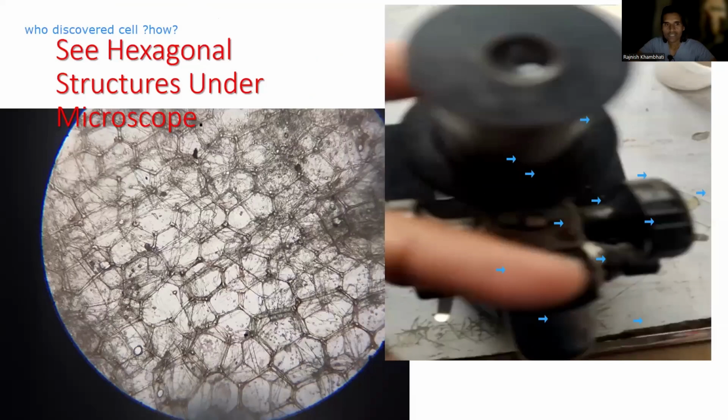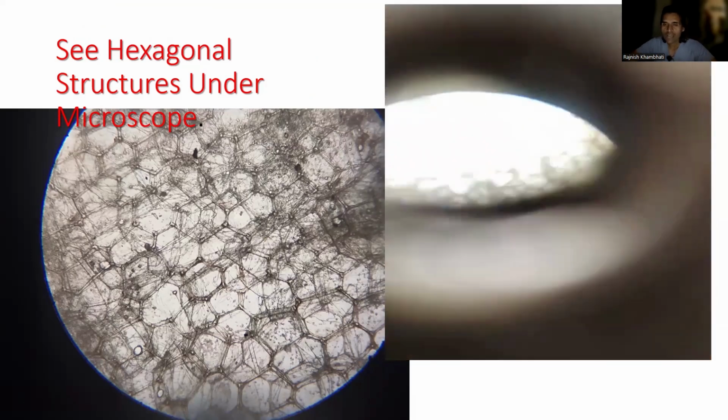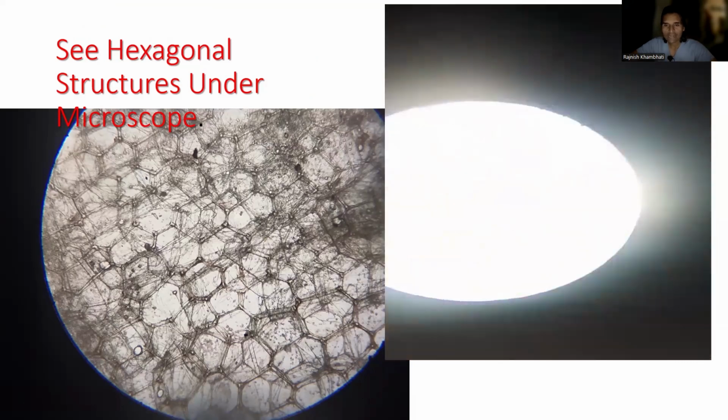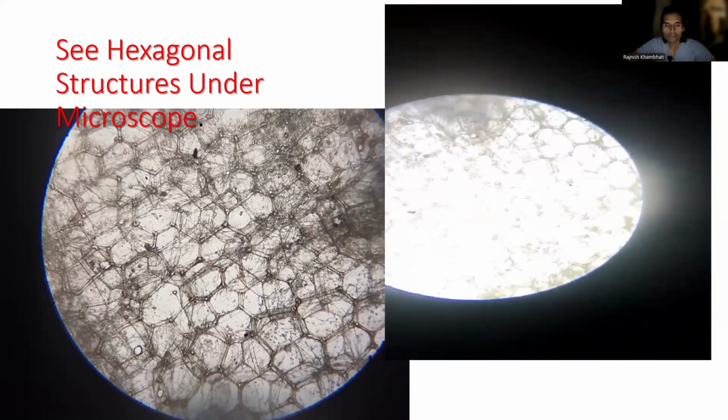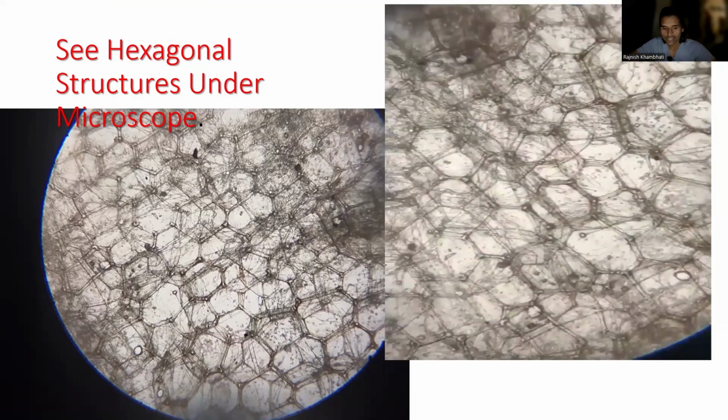Now, this is an activity I made for you so that you can have visuals of exactly how it looks. I did the same activity, and let me play the video for you. See, I did the same thing. I took wood, made very thin slices of the wood, prepared the slide and observed it under the microscope, and this is the view of that slide under the microscope.